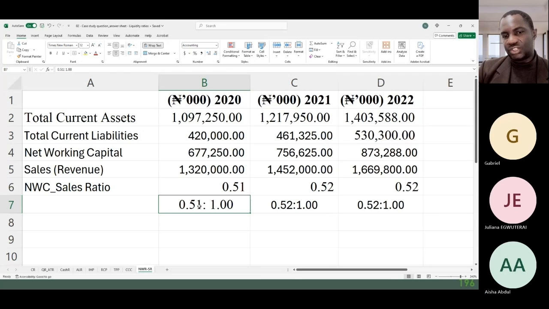Yes, in my own interpretation, I don't know what the working capital requirement of the pharmaceutical industry is, but I think 51% is high. Generally, in my opinion, your working capital should not be more than maybe 30%. I think 30% makes a lot of sense. Yes, 30% of working capital, so that you can have money to do other things.